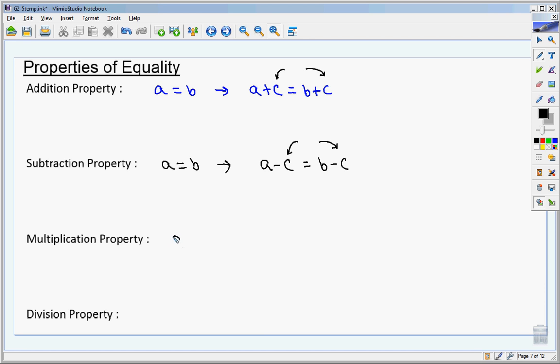Multiplication property. If A equals B. By the way, if you ever see this arrow, this arrow implies the word then. If A equals B, then A times C equals B times C. And again, you'll notice that whatever I've done to one side, I've done the exact same thing to the other.